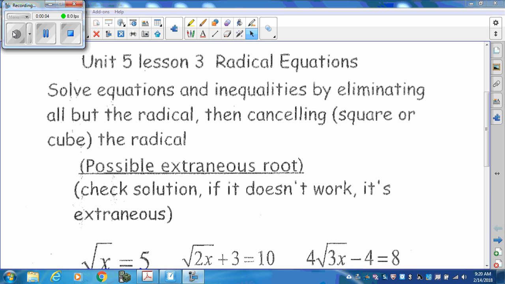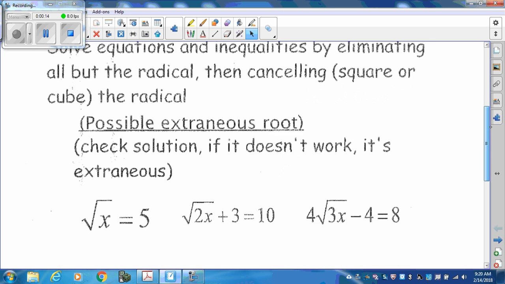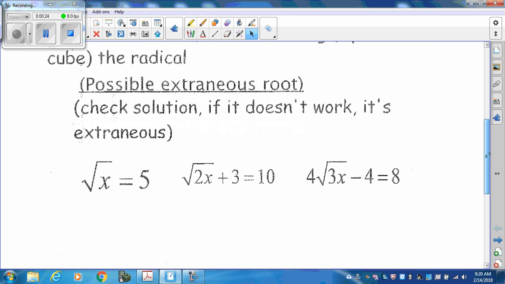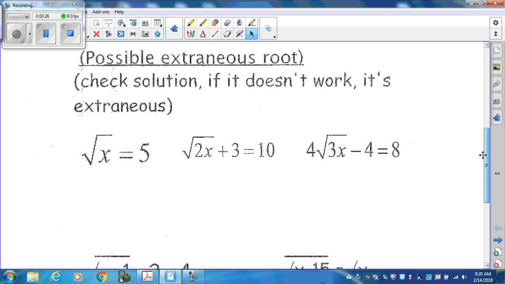So this next lesson is on solving radical equations, and we've been practicing simplifying radicals and radical expressions, and then we'll be using that to solve equations that involve radicals. So we're going to look at these equations here. We have the square root of x equals 5.